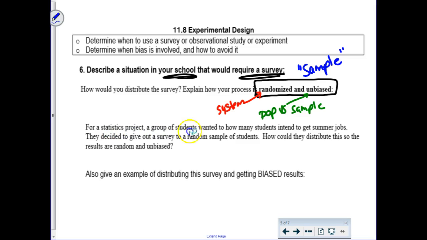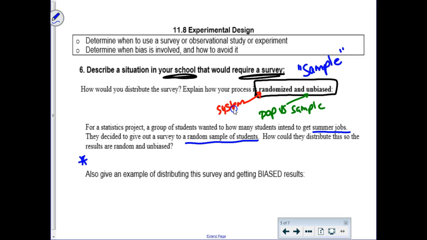For a stats project, a group of students wanted to find out how many students intend to get a summer job. They decided to give the survey out to a random sample of students. How could they distribute this so the results are random and unbiased? So again, the answers are going to vary here, but the same idea. You want to make sure that you incorporate some sort of a system for handing out the survey, and that also the population and the sample is appropriate.